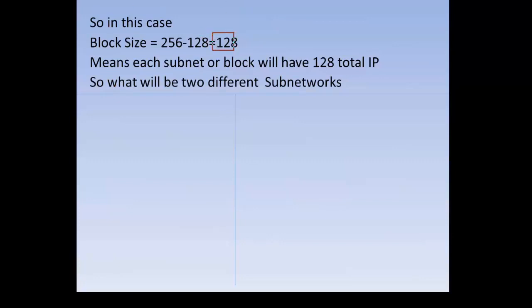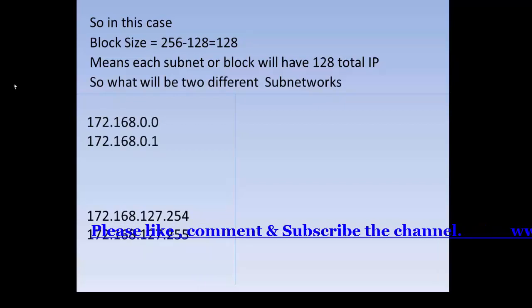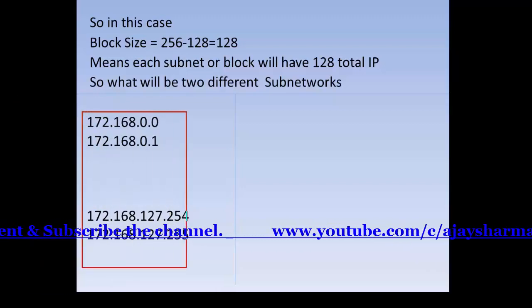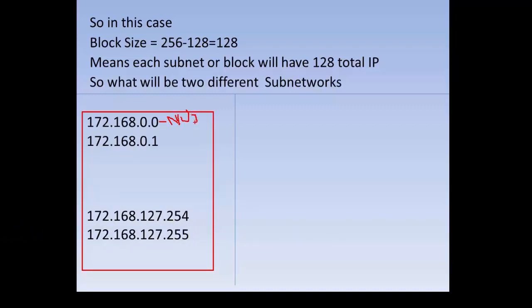So what will be the first block IP range? Naturally starting from 172.168.0.0. This is our network ID, this will be the valid range, and this will be the broadcast IP. Sorry, my writing is very poor.